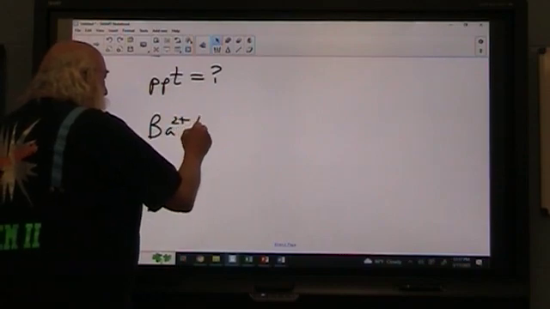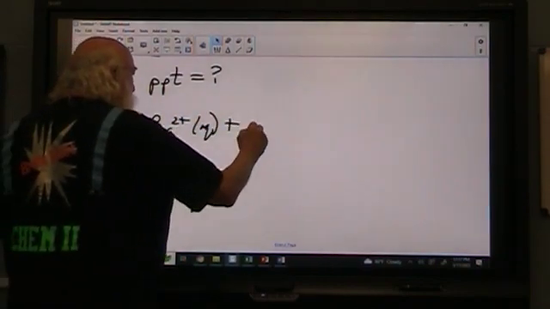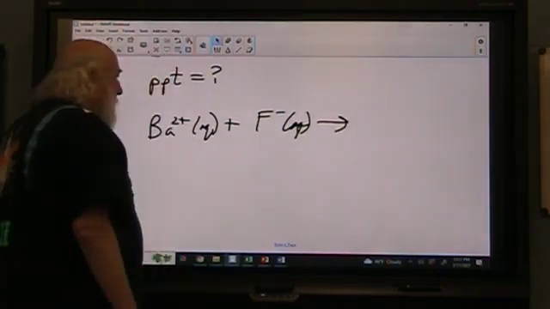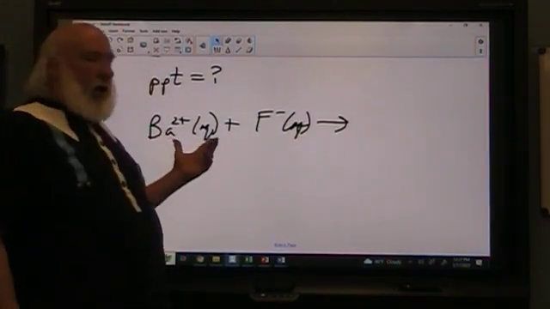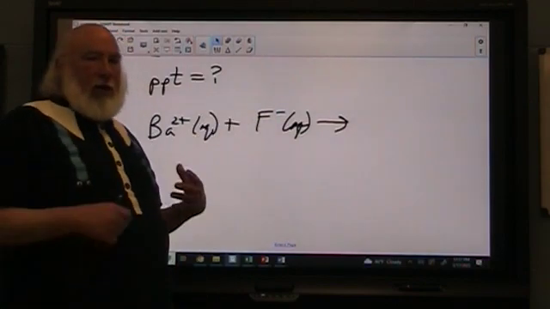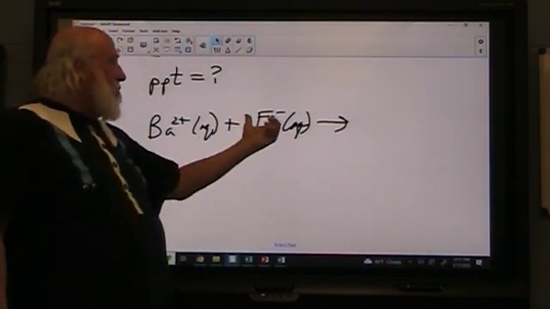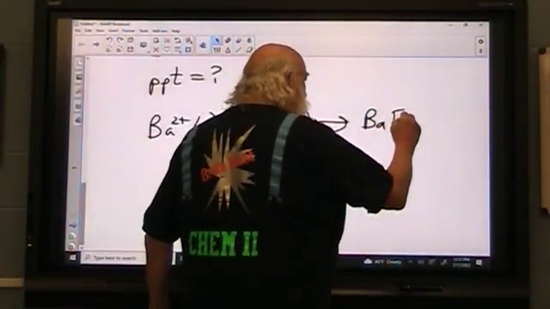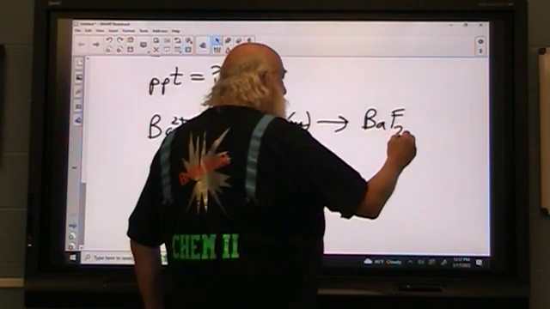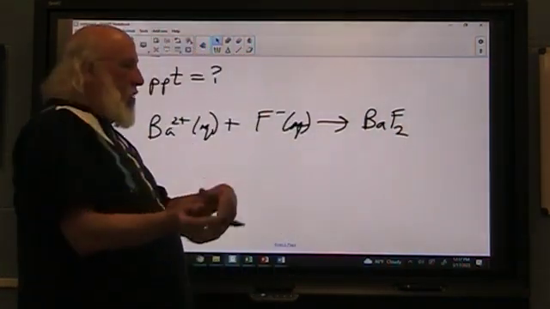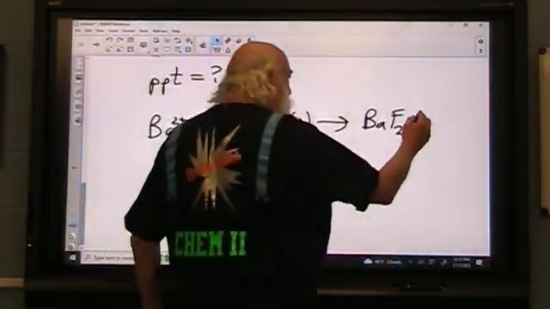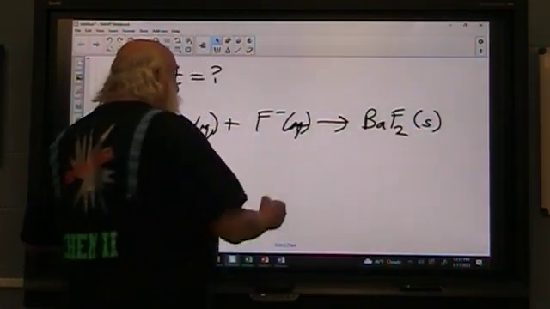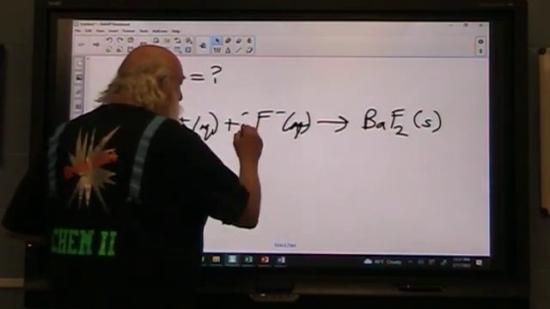Ba2 positive aqueous plus F negative aqueous. Now, we have a positive 2 ion and we have a negative 1 ion. That means in order for them to get together, we have to have 2 of these fluorides. So the compound BaF will not be the compound, it will be BaF2, because positive 2, negative 2 added to 0. This will most likely be a solid, we're about to find out, but we're going to put it down there anyway. But if we have a 2 there, then we have to put a 2 in front.